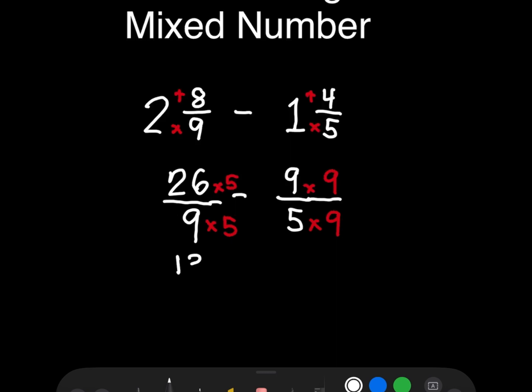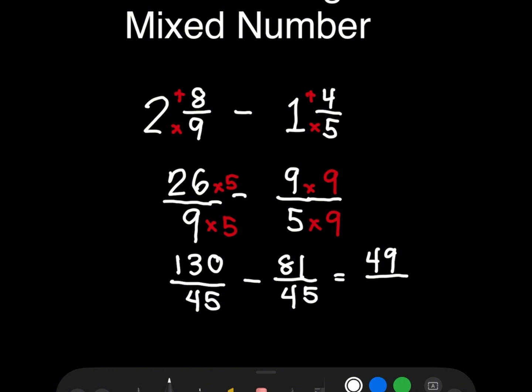Then after that, what is 26 times 5? That is 130. And then 9 times 5 is 45. So 130 over 45 minus 9 times 9 is 81 over 5 times 9 is 45. Then subtract 130 and 81, and that is 49 over, copy the denominator 45.